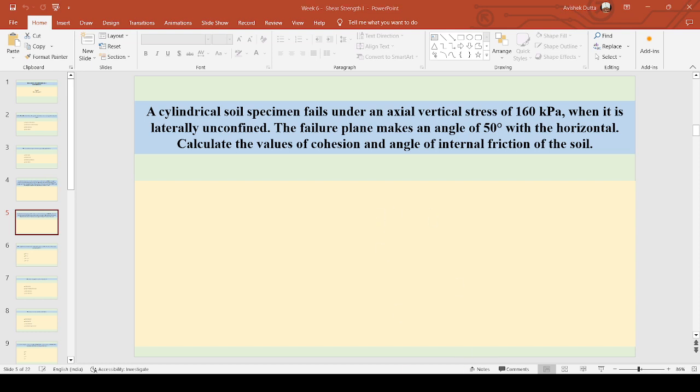A cylindrical soil specimen fails at an axial vertical stress of 160 kilopascal when it is laterally unconfined. The failure plane makes an angle of 50 degree with the horizontal. Now calculate the values of cohesion and angle of internal friction of the soil.